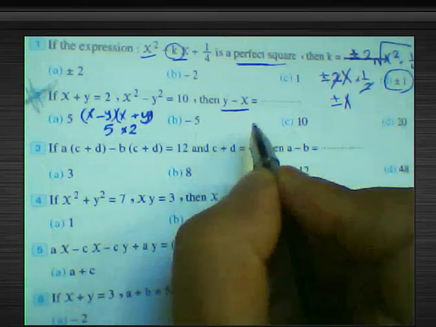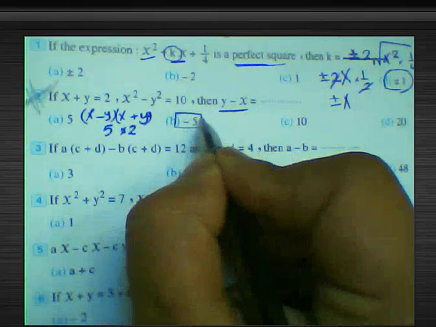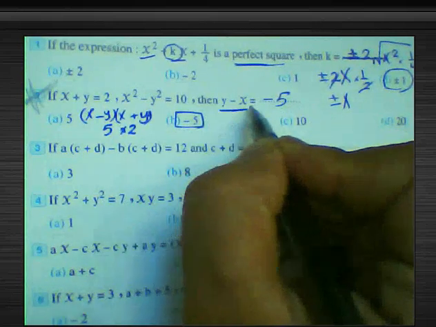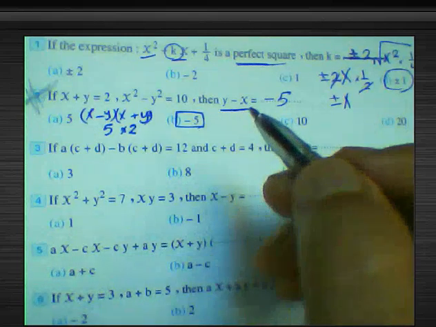But he wants to find y minus x. We must change the sign here. It will be negative 5. Because if we change the sign, we multiply negative by all the terms of the expression.